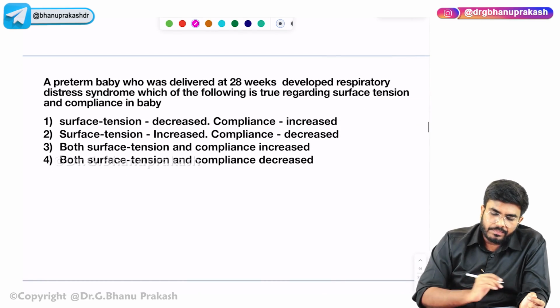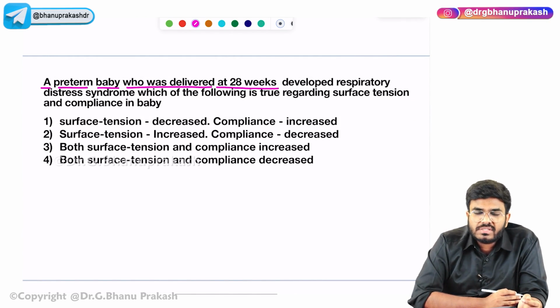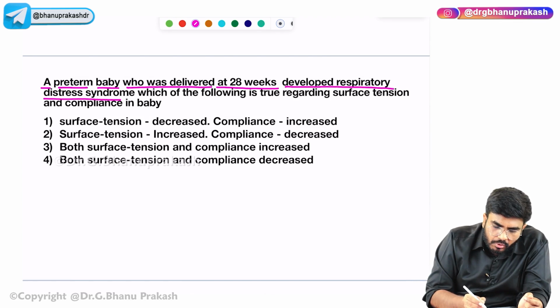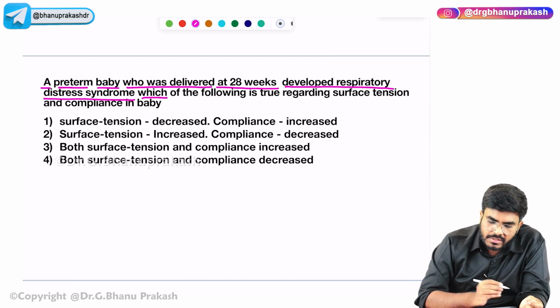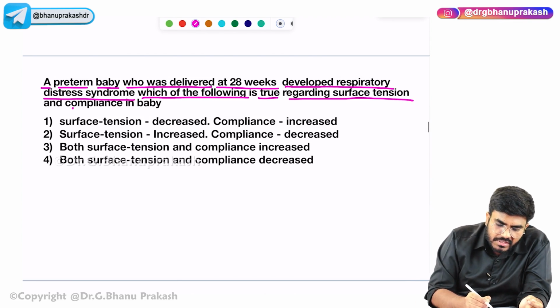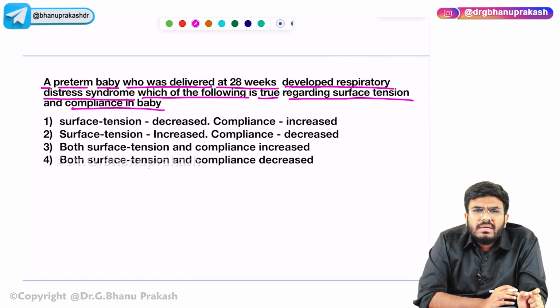Okay, next, look at this question. A preterm baby who was delivered at 28 weeks developed respiratory distress syndrome. Which of the following is true regarding the surface tension and compliance? It is simple.